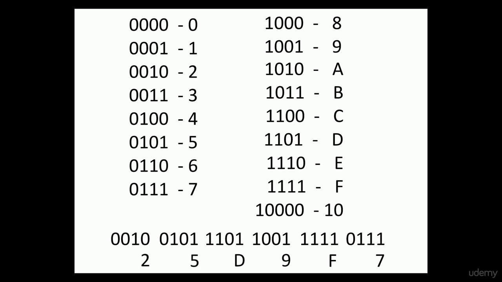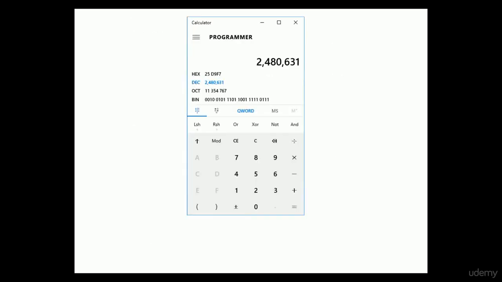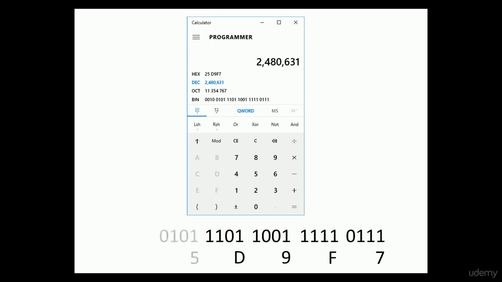So we can represent this really long binary number in a much shorter and much easier to read numbering system called hexadecimal. That's where you see on your Windows calculator this 25D9F7 is equal to 2,480,631. Because hexadecimal adds a new column at the same place that binary system adds a new column, we can break this large binary number up into chunks and represent each chunk with a hexadecimal number. This way it's very easily converted between the two.